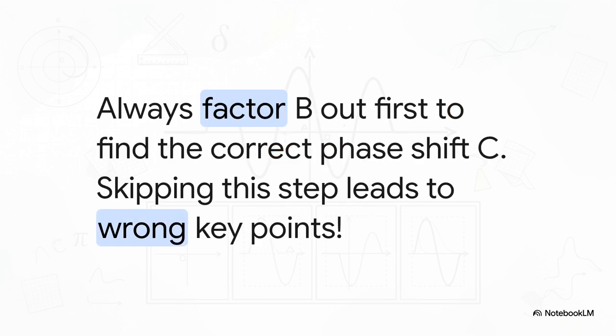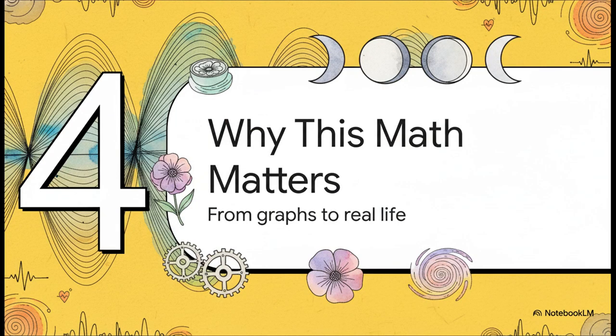Now, a quick but really critical warning. This is probably the number 1 mistake people make. If your equation isn't already factored, like if it said sine of 3x minus pi, you must factor that b value out first. If you don't, you'll get the wrong phase shift, the wrong c, and if your starting point is wrong, every single point after that will be wrong too. Always factor b first.